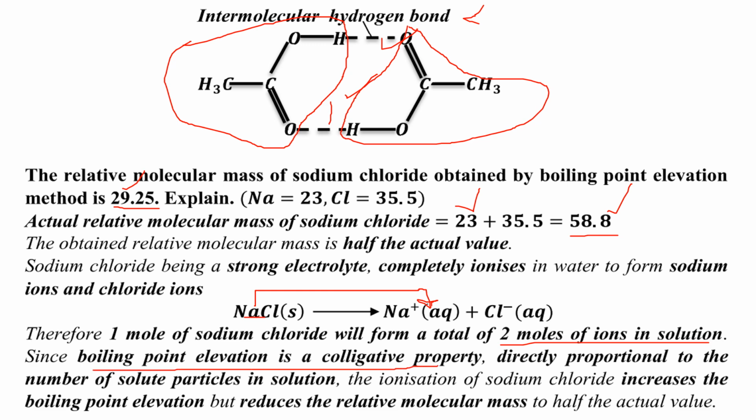Since boiling point elevation is a colligative property, which is directly proportional to the number of solute particles present in that solution, the more the solute particles increase in the solution, the more we increase the value of the colligative property. That's the meaning of that statement. So the more sodium chloride undergoes dissociation, the more the boiling point elevation increases. And the more it increases, since it's inversely proportional to the relative molecular mass, the more the relative molecular mass lowers. So that's the logic behind it. The ionization of sodium chloride increases the boiling point elevation, but it reduces the relative molecular mass to half of the actual value.